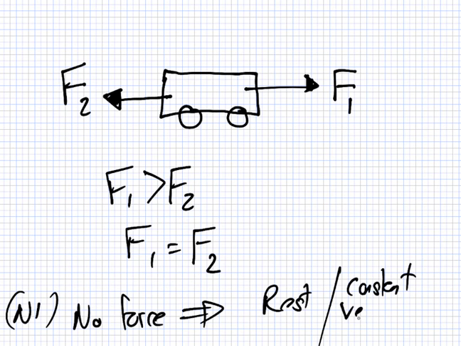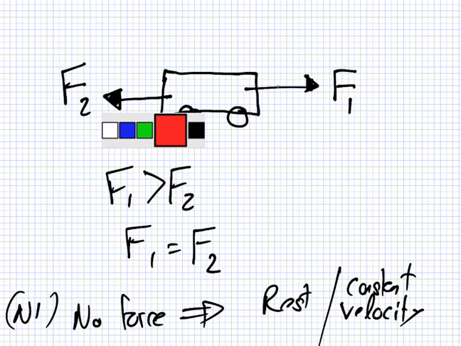So in the example of the car, which do you think it is normally? It's constant velocity, okay? So this is what happens in your car. When you put your foot down, you go forward. But as you go faster, you get more force going backwards. And then the two balance, and then it's constant velocity.